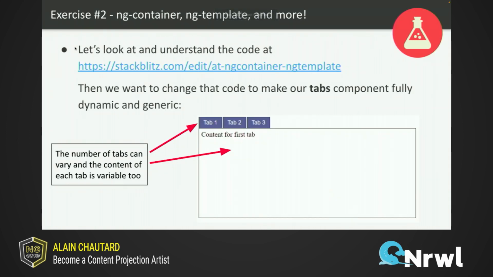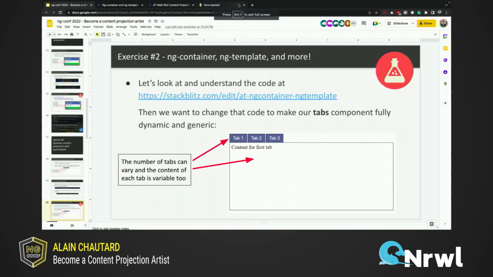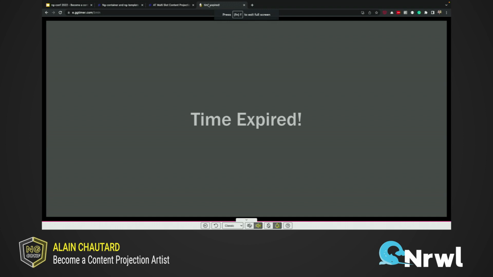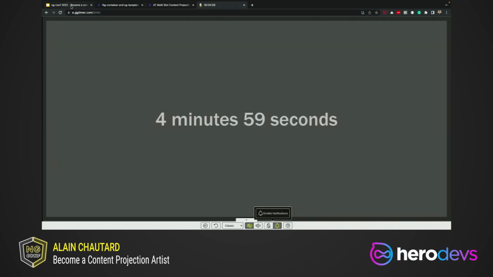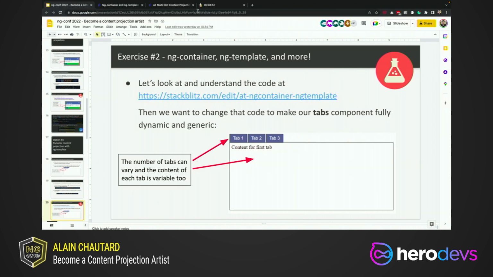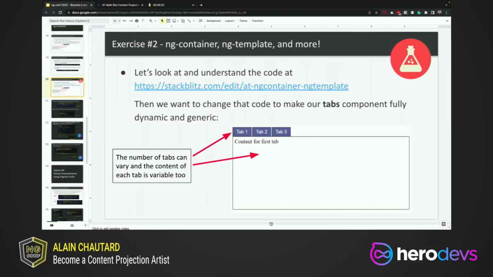So I'll let you give it a try. I know this one is slightly more tricky than the first one. So we'll do the same thing as before. We start a 5-minute timer. And we'll take a look at this in 5 minutes. Oh, yeah. I know 5 minutes is not enough for this one. It's definitely a little bit more complex.